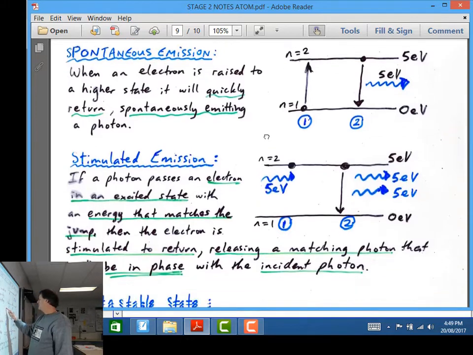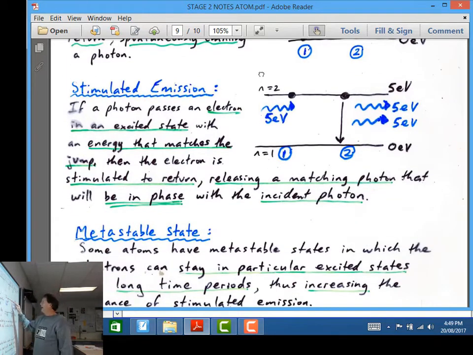So if you did have an electron that was in the raised state here, and a photon happened to come past that matched the energy difference here of 5 electron volts in this case, as that photon went past, it would stimulate the electron to go down to a lower level and release a second photon. Now what's special about this is they'll be in the same phase and in the same direction, and naturally they're the same energy and also the same frequency then, because this has to actually match that in the first place.